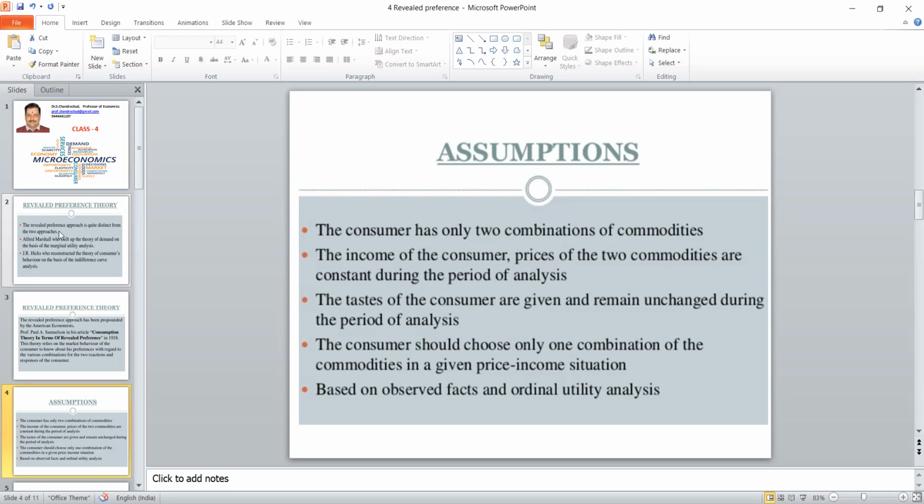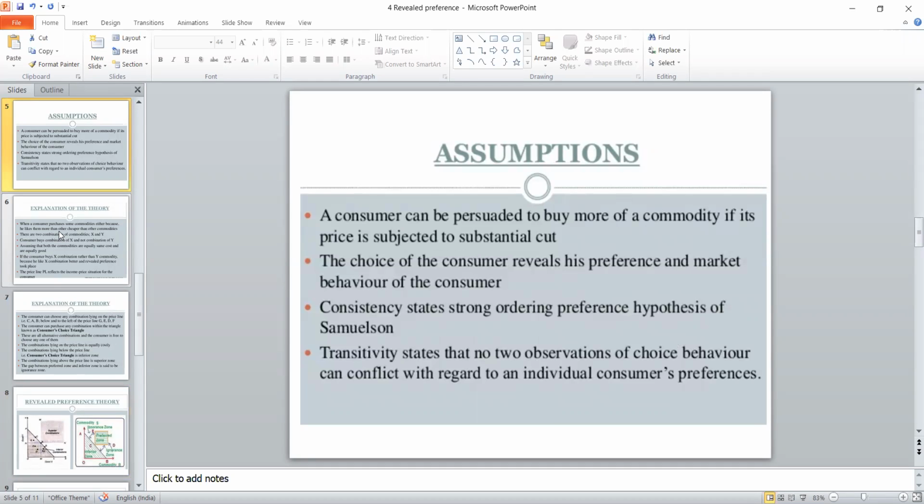The fifth assumption is based on observed facts and the ordinal utility analysis. Understand that this revealed preference theory given by Paul Samuelson is based on ordinal utility. Already we studied cardinal and ordinal utility. Cardinal means it is expressed in numbers, the application of marginal utility analysis. The second one is ordinal utility, which is expressed in ranks, and here it is assuming a quantitative analysis. Apart from this, there are a few more assumptions. A consumer can be persuaded to buy more commodities if the price is subject to a substantial cut. If the price is reduced, he will increase the demand. The law of demand applies here.